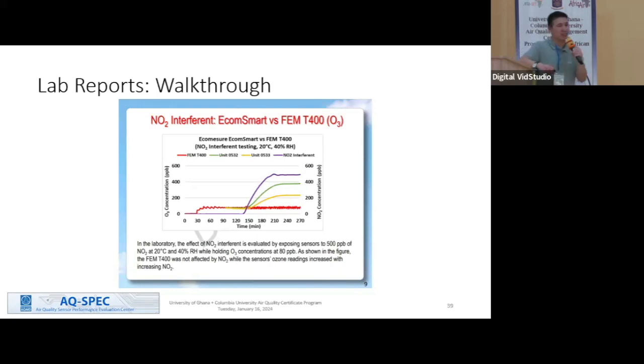So even though the manufacturer says, oh, this is an ozone sensor, it's very accurate, it works great, in reality, if you were to also have the influence of NO2, they would also be partially responding to NO2.